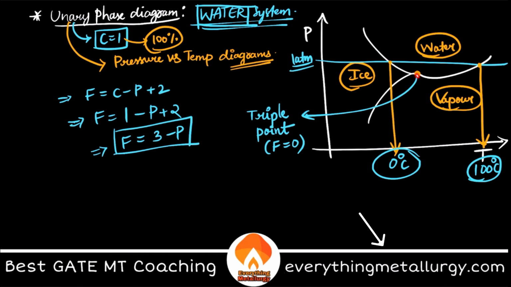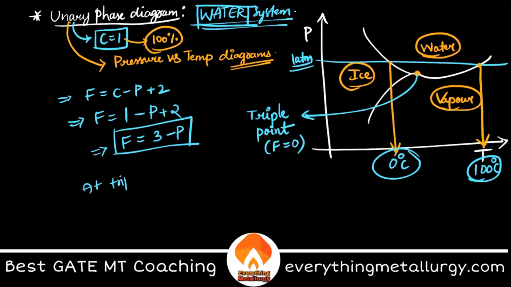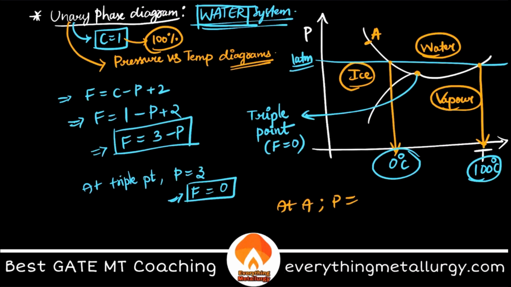So as I told you, at the triple point, all three phases will be coexisting. That means P is equal to 3. So I can write this, right at the triple point, P is equal to 3. That means F is equal to 3 minus 3, which is 0. Similarly, if I take some point somewhere here, A, at point A, how many phases are coexisting? Can I get an answer?